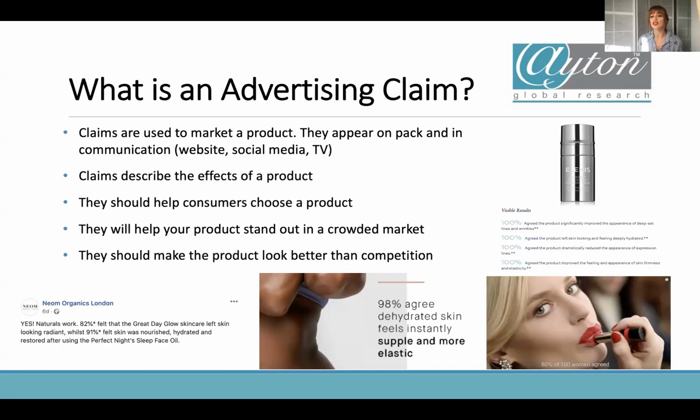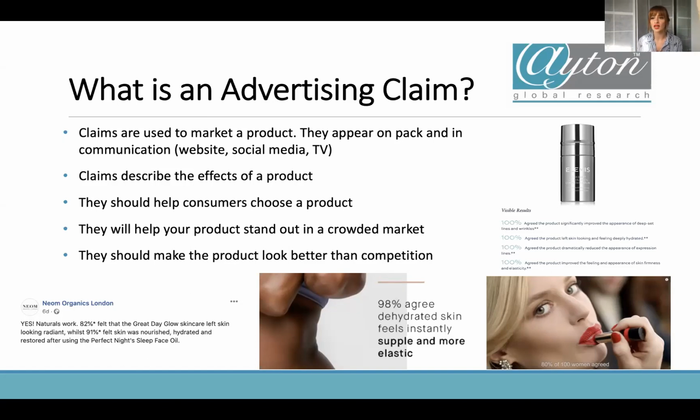So claims are obviously used to market your product. They'll appear on any kind of communication, anything you're saying about your product that the public can see, that consumers can see, is a claim, whether it's on your website, your social media, your TV, your pack. It's anything you're putting out there. This is because it describes the effect of the product and helps consumers to choose it. So if you have a makeup product and you say it's a mascara that's lengthening lashes, this is a claim, but it lets consumers know that if they want longer lashes, that's the one for them.